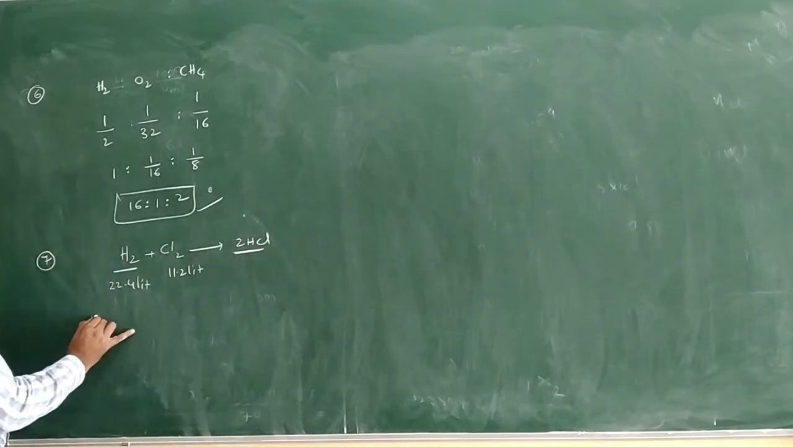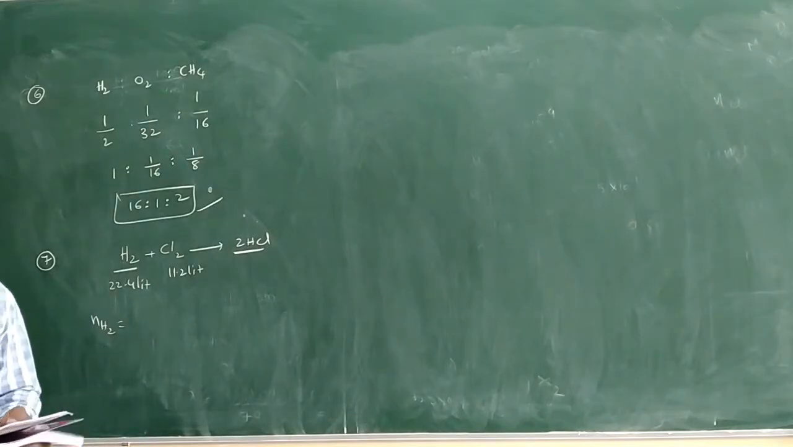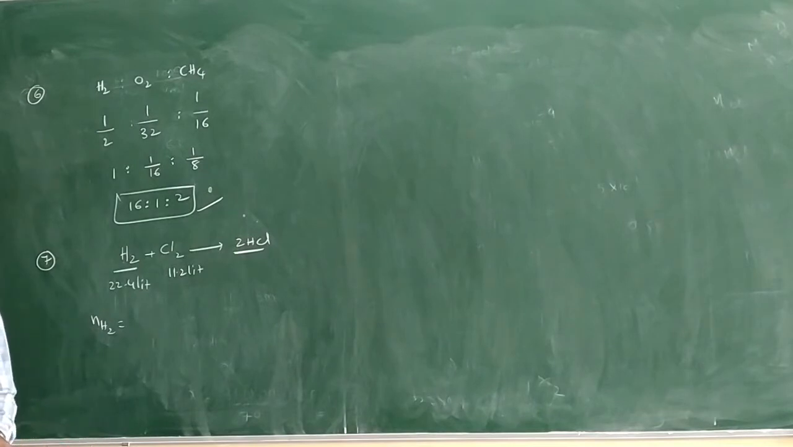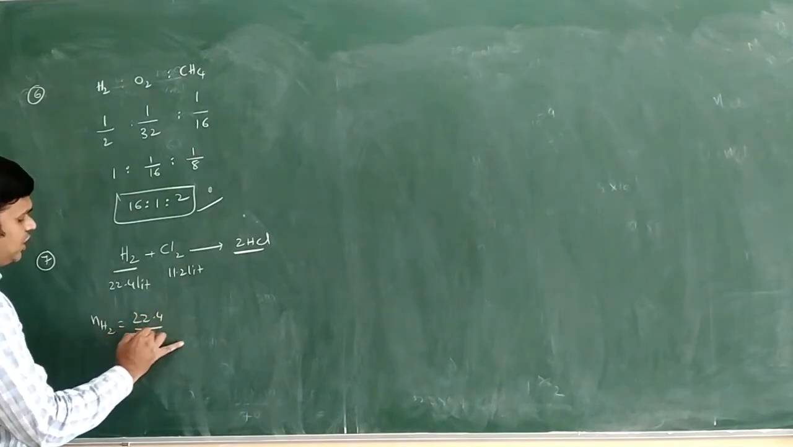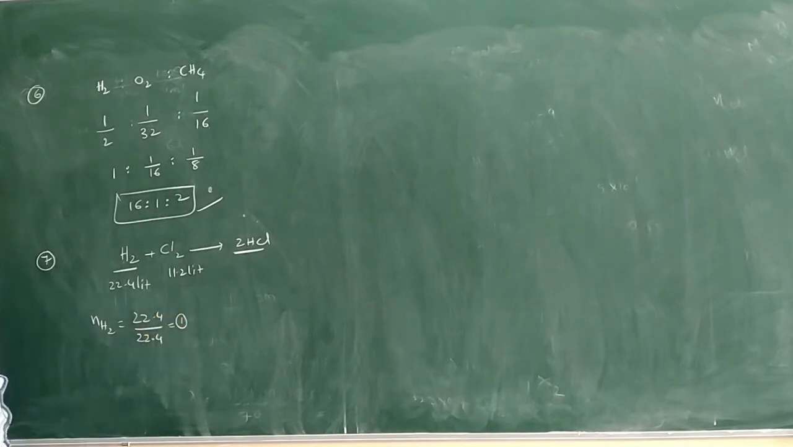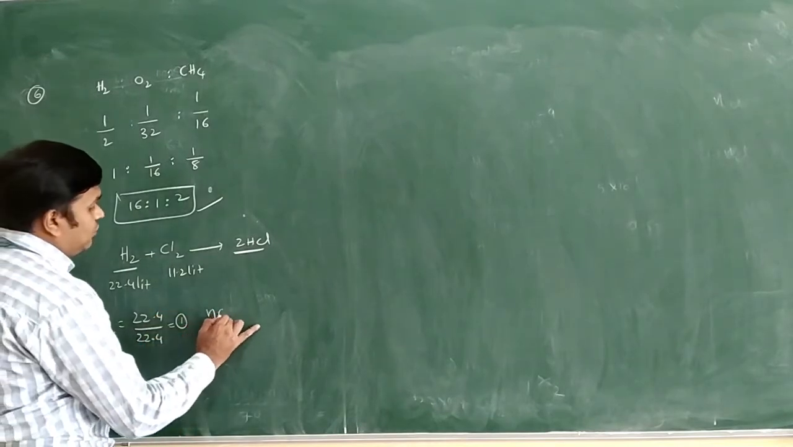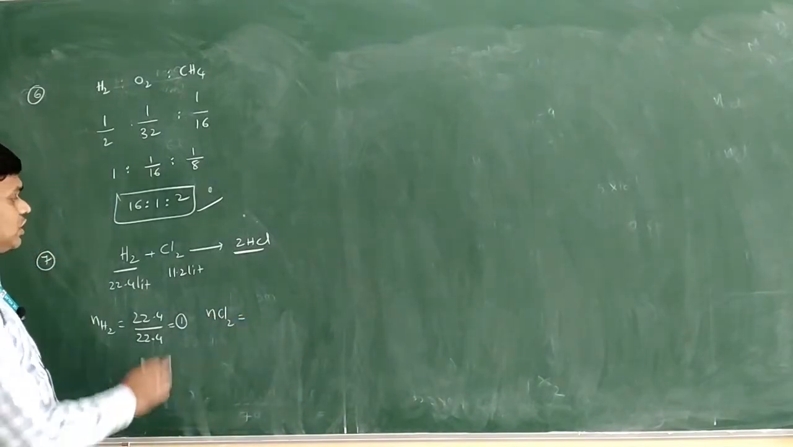Let us find out here the number of moles of H2. Okay, number of moles of H2, they gave the volume at STP. At STP 1 mole of any gas occupies how much volume? 22.4 liter. The given volume is 22.4, and what is the volume at STP? 22.4. Then how many moles will you get? 1 mole only. In the same manner you find out the number of moles of Cl2. Number of moles of Cl2, what volume is given?